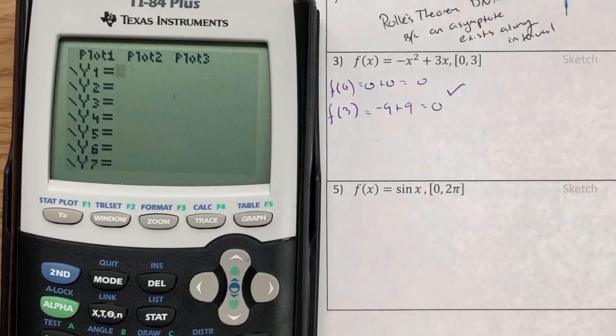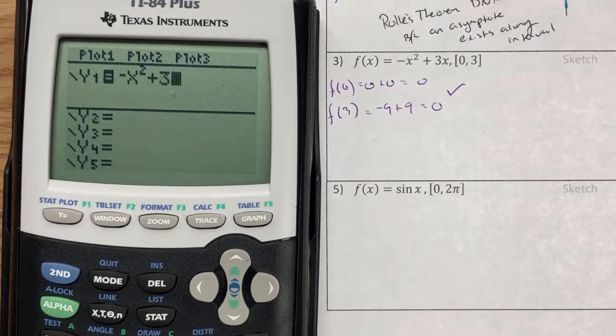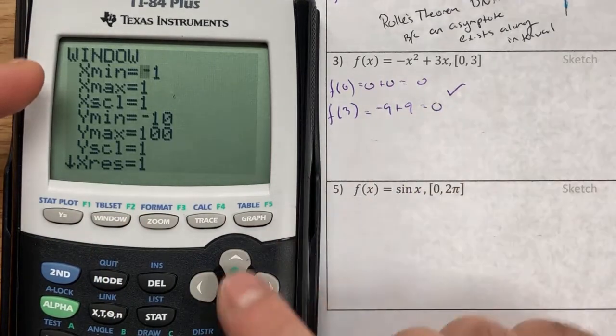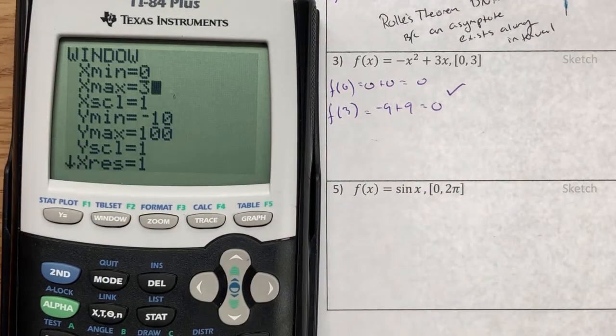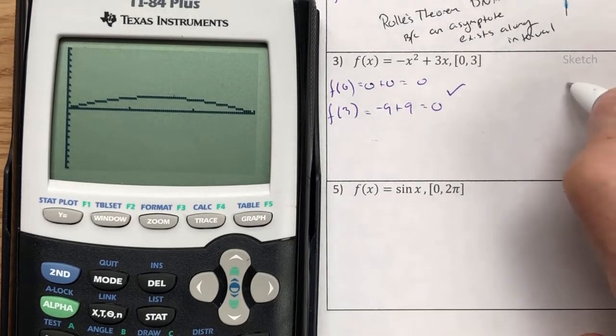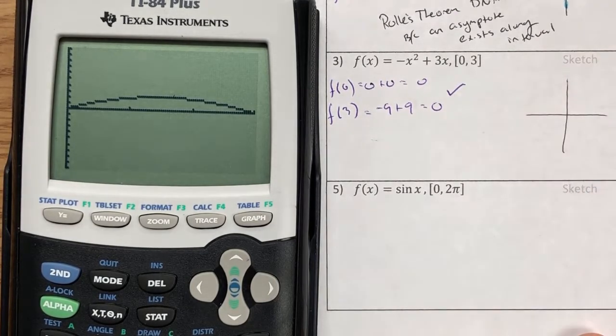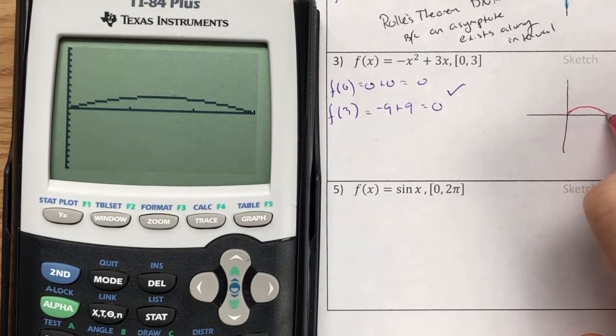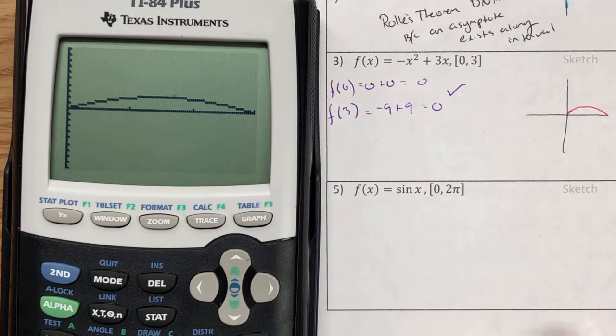So let's clear this out. And we have negative x squared plus 3x, and we're going to go from, in this case, 0 to 3. I'm going to set my y scale back to 10. Boom. And so we notice that, yes, there are no holes, there are no asymptotes, and in fact, the graph makes a nice little shloop, a little jump right there.